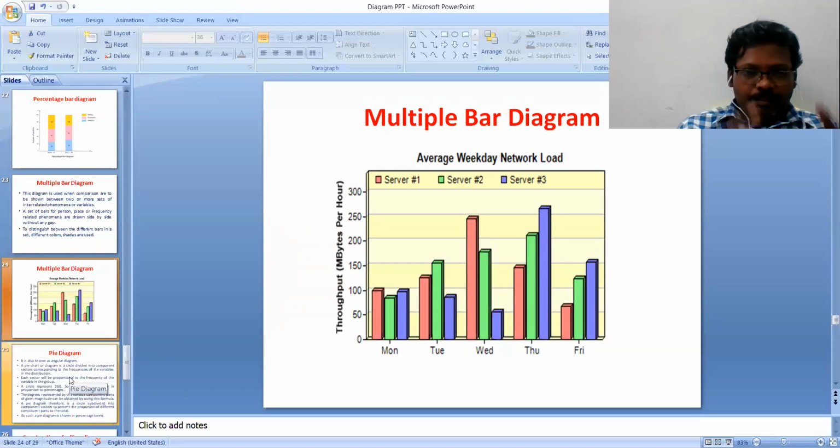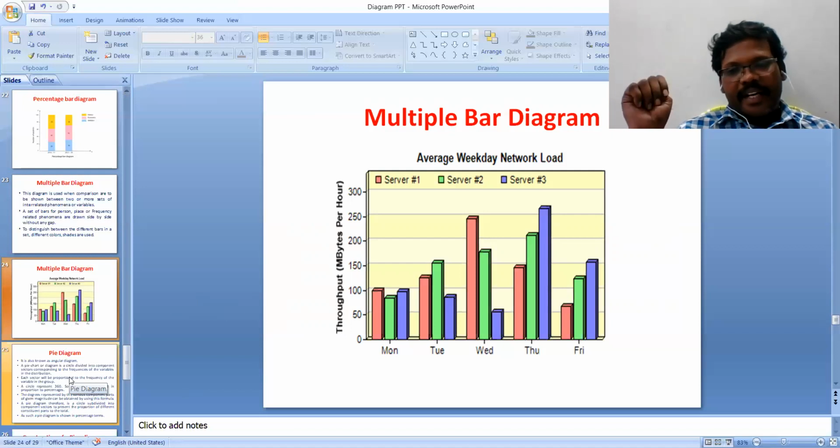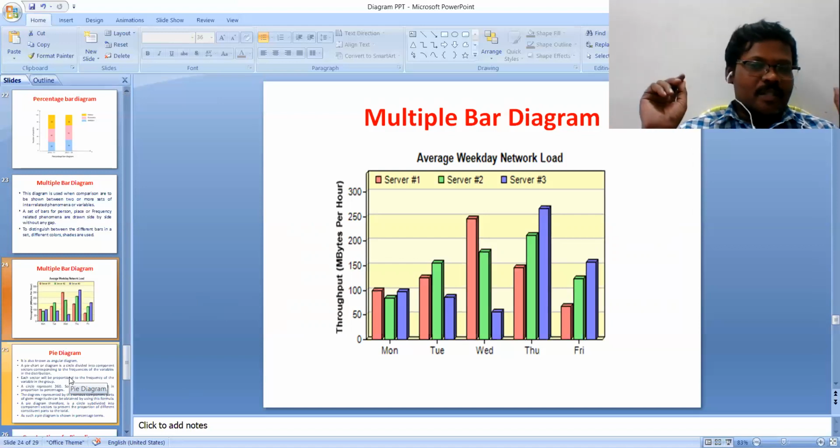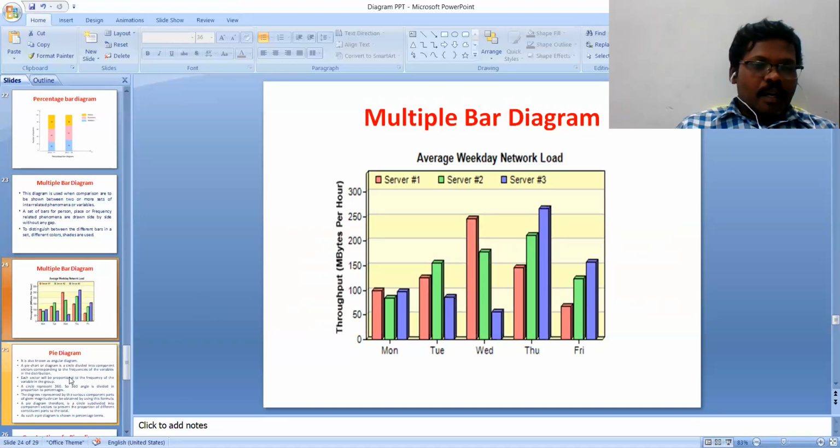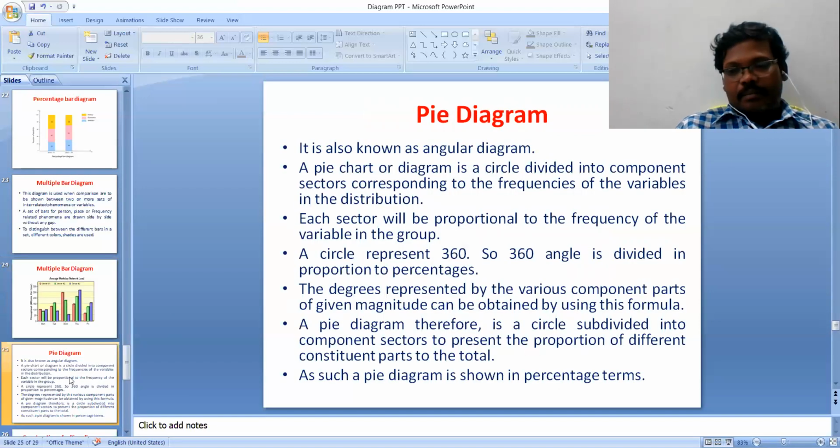So the simple, the subdivided, the percentage, and the multiple bar diagrams are all used for individual series particularly. After the bar diagram, the next type of diagram is called the pie diagram.